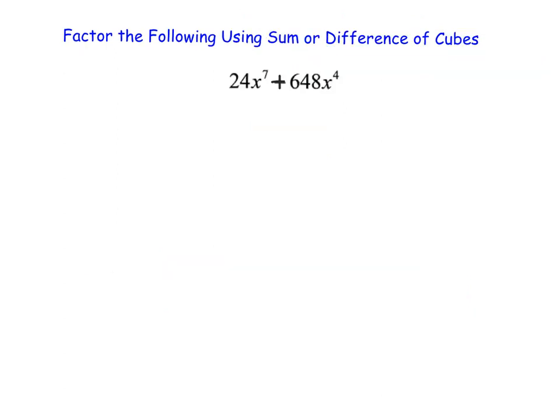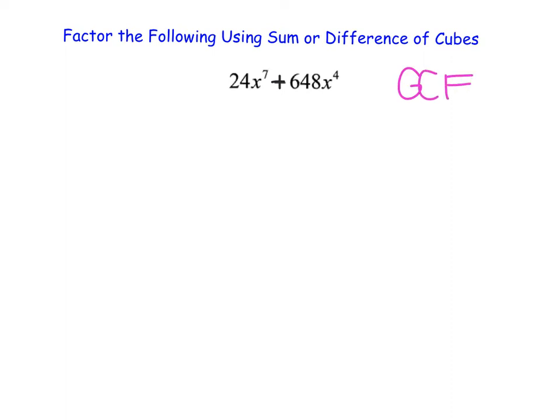So let's take a look at this next example here. If I look at this at first glance, I notice that 24 and 648 do not match any of my perfectly cubed values that I wrote down a couple of slides ago. However, what I also notice is that they do appear to have a lot in common, so I want to check for a greatest common factor to start off.